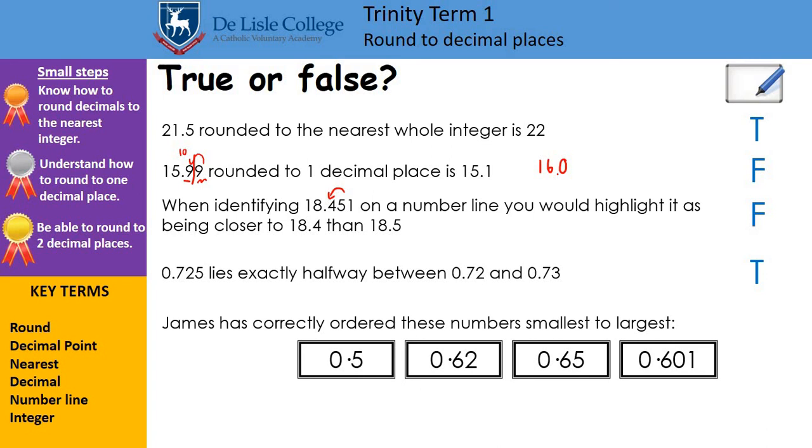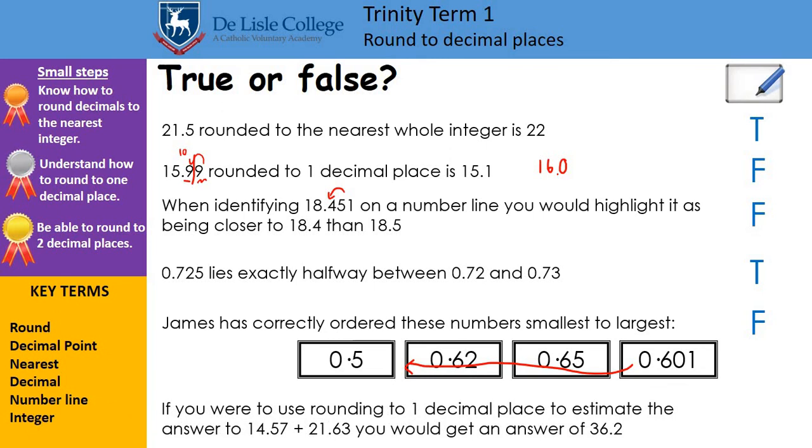Right, James has correctly ordered these numbers smallest to largest. Has he? Have a quick look, pause the video and see if you can work out if he has, and if he hasn't, what mistake has he made? Right, good. We should know it's false, because we should actually know that this value here goes in the middle there.